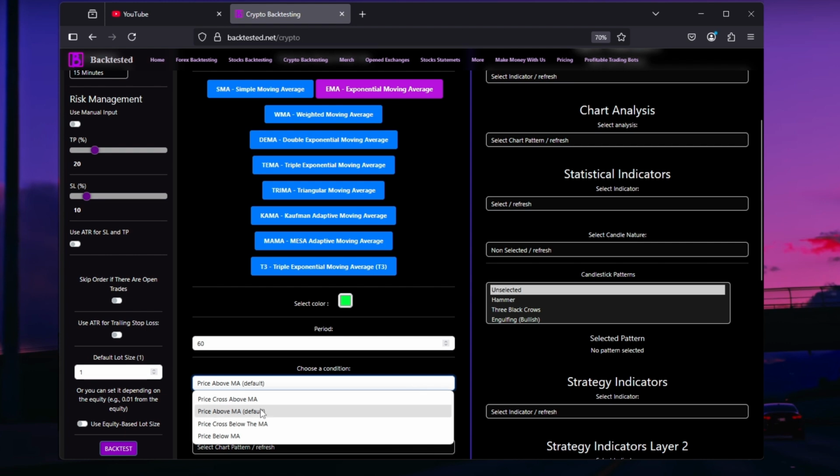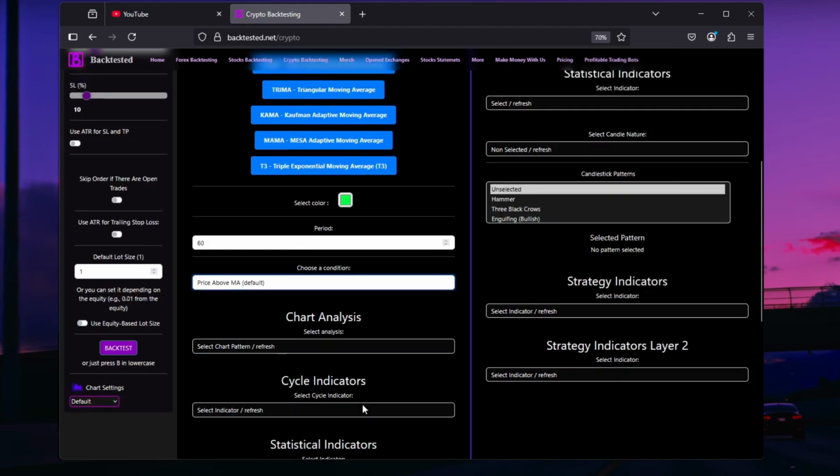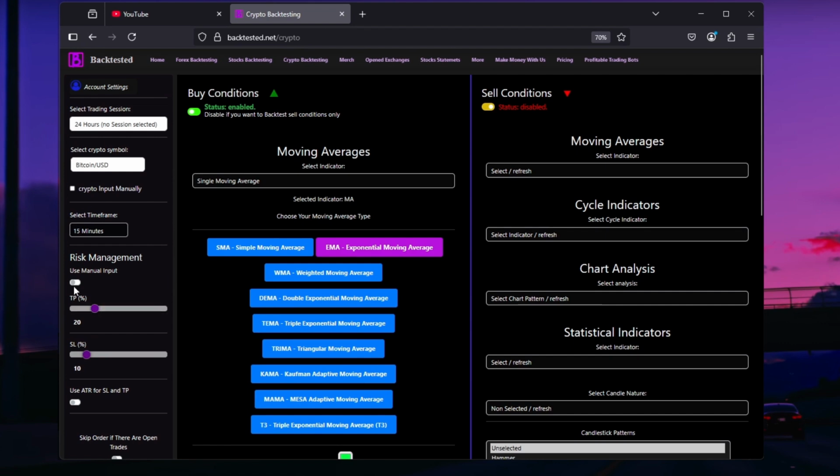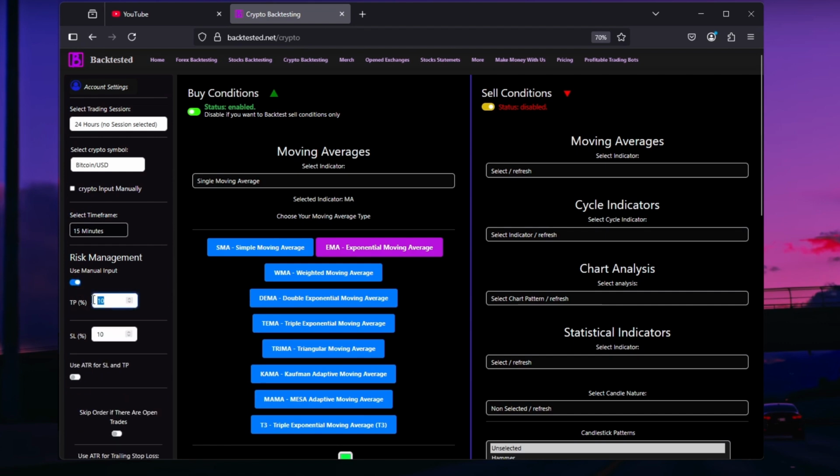Okay, now after that, we will move to the risk management. We will set the take profit and the stop loss values. The TP will be set to a 6% move, and so does the stop. So we will be ending up with a 1-to-1 risk-reward ratio setup.